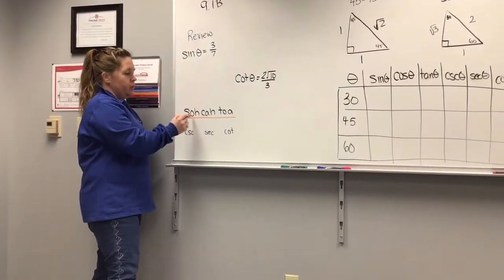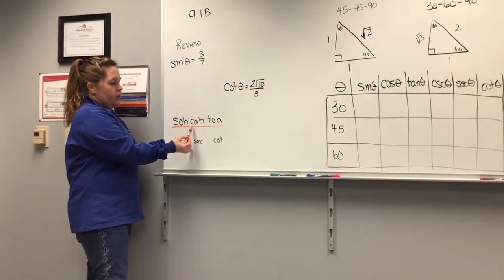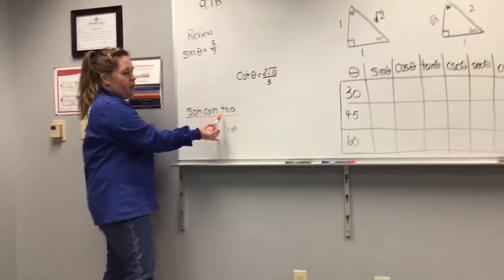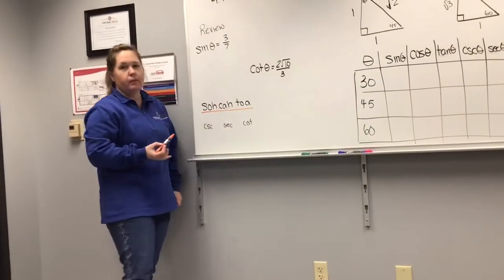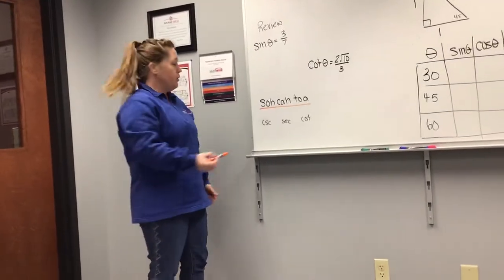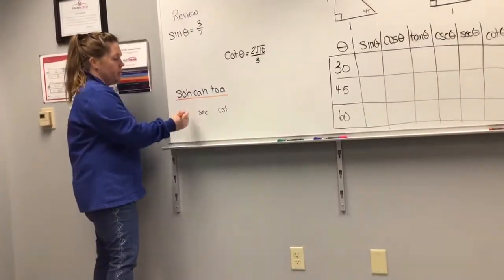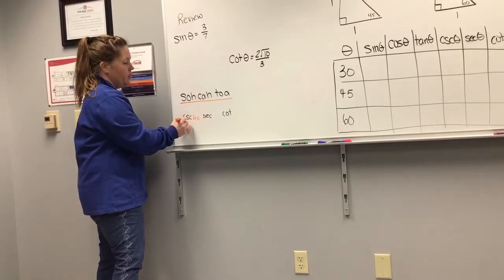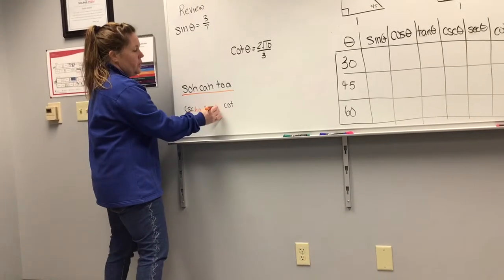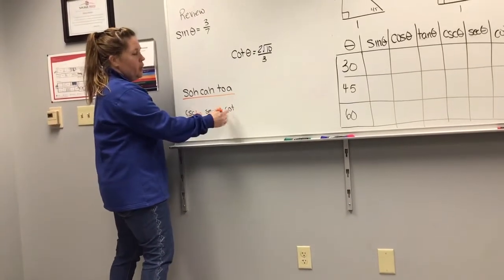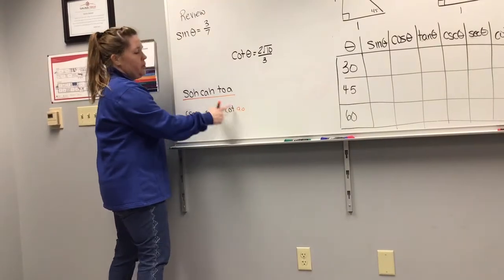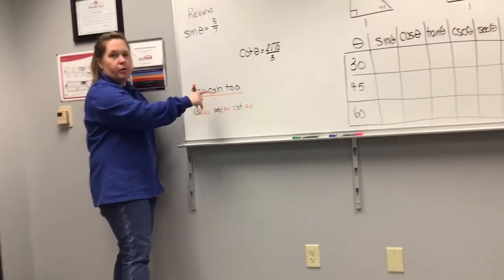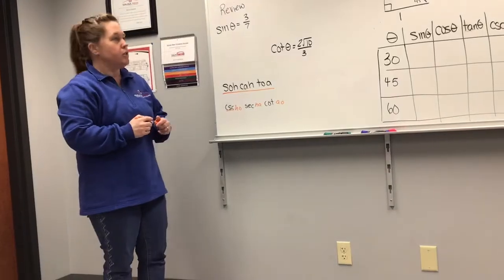Remember, we had sine, which was opposite over hypotenuse. Cosine was adjacent over hypotenuse. Tangent was opposite over adjacent. And then we added on three new trig functions. Cosecant, which was hypotenuse over opposite. Secant, which was hypotenuse over adjacent. Cotangent was adjacent over opposite. Remember, all we had to do was take the reciprocal of those first three trig functions.